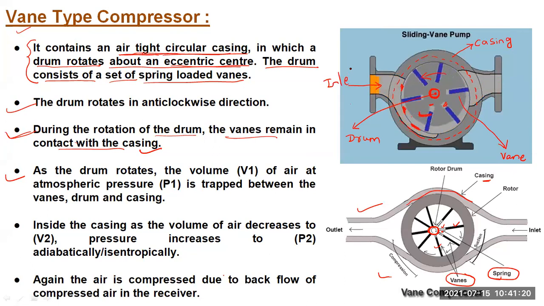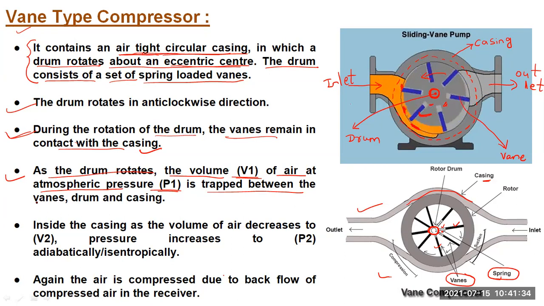Fourth point, as the drum rotates, suppose this is the inlet and this is the outlet. So when the drum rotates, the volume V1 of air at atmospheric pressure P1 is trapped between the vane, drum and casing. Okay, so these orange color lines are the incoming air. The air will enter and it will be trapped inside the casing, between the vane and casing, at a pressure of P1 and a volume of V1.